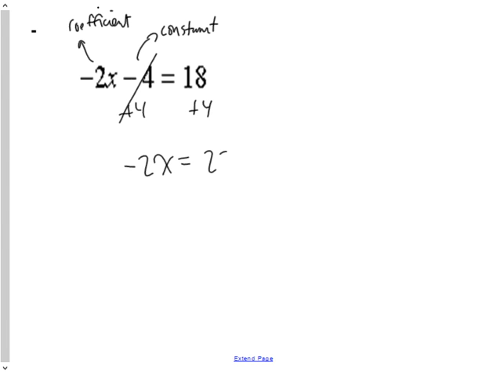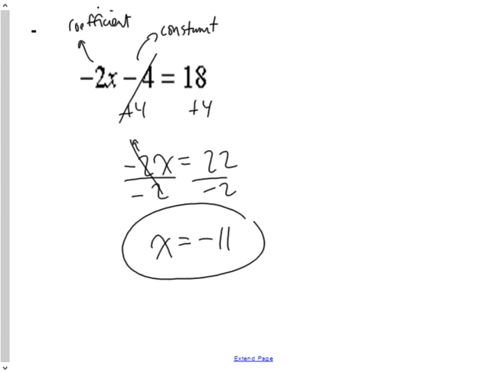Negative 2x equals 22. So we've taken it from a two-step equation to now just a one-step equation, because now we just have the coefficient left. To get rid of that, we're going to divide both sides by negative 2. And x is going to equal negative 11.